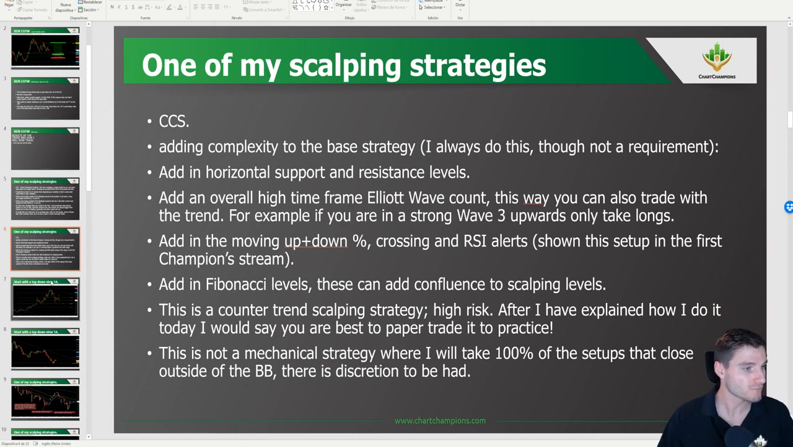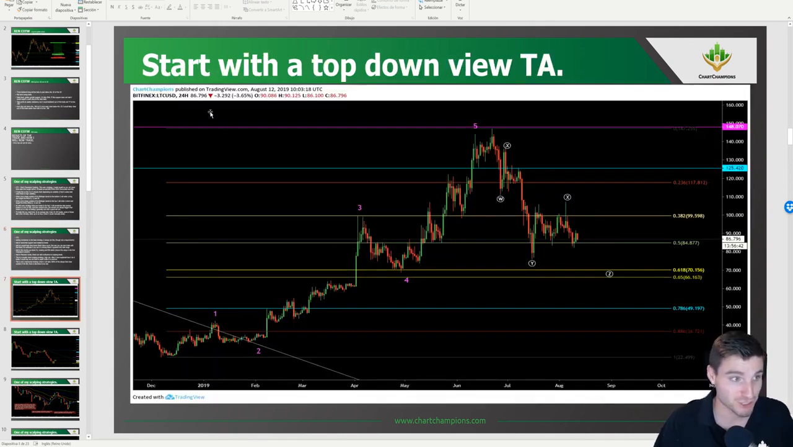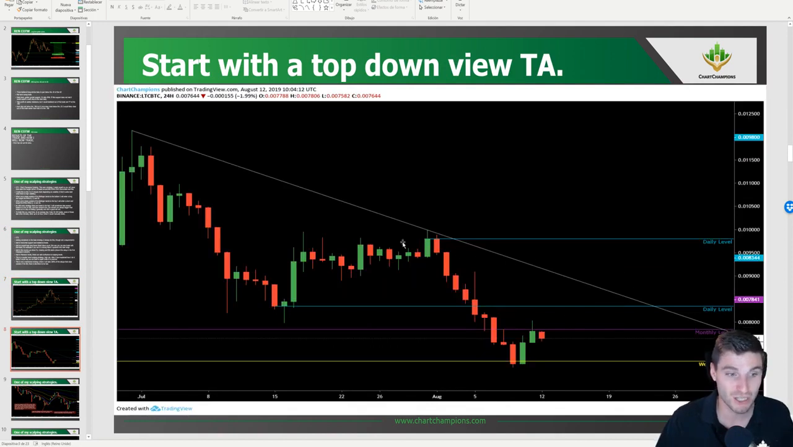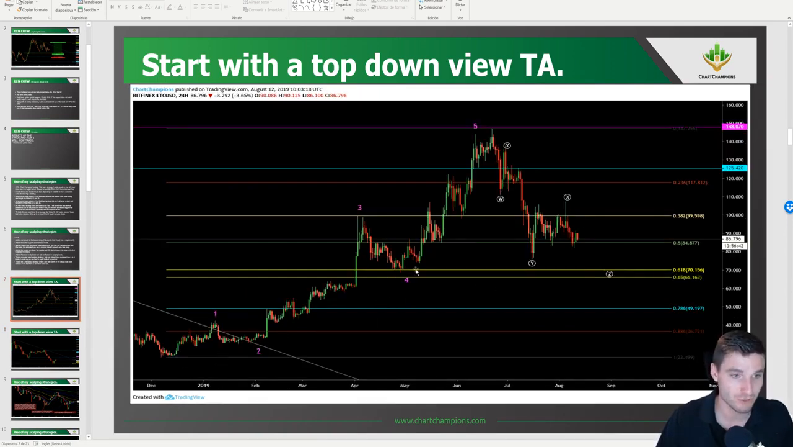Okay, so as mentioned, start with a top-down view, technical analysis. So it would make sense to start off here, for example, drawing your daily levels, drawing your monthly, drawing your weekly levels. So add in your horizontal levels. This is a really big important level to be aware of on the chart. So make sure you always start with your top-down view of the chart. And then that's when you can add in your fib levels.